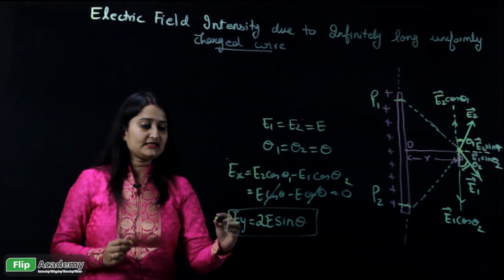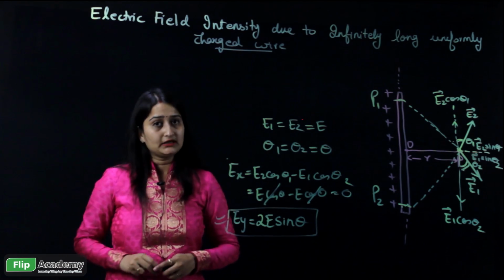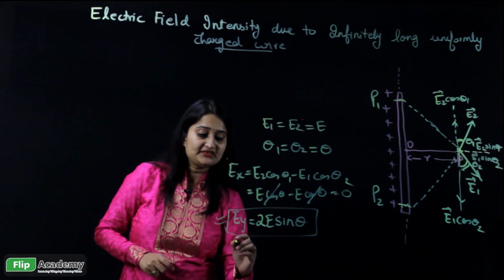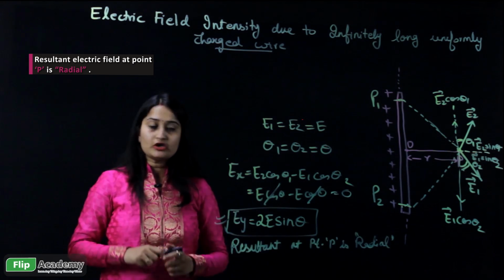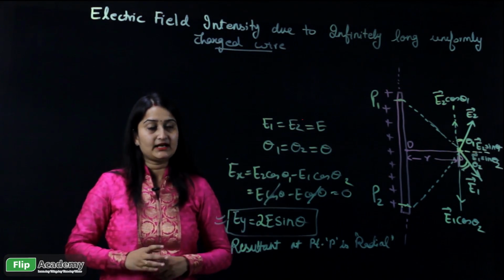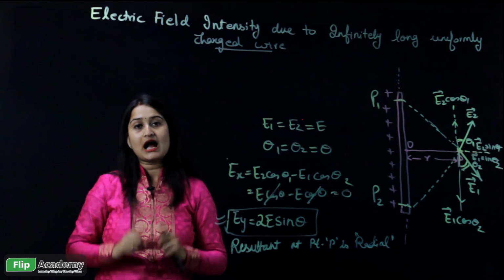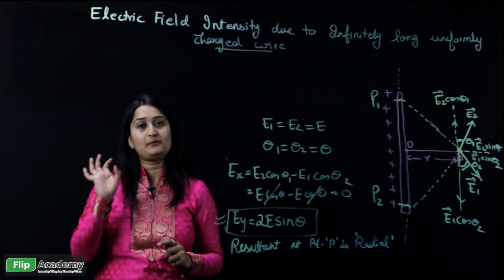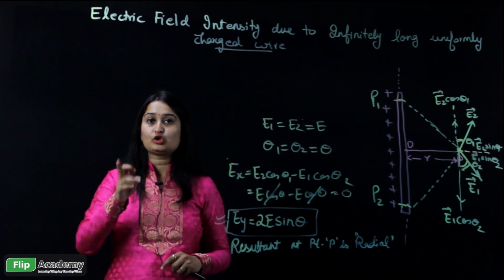Now, this is what we have calculated, and from this I have to draw a conclusion that the resultant at point P is radial. What do you mean by the word radial here? Radial means the rays which diverge outward from a particular point, that is, from the center. This radial is similar to the radius of a circle.